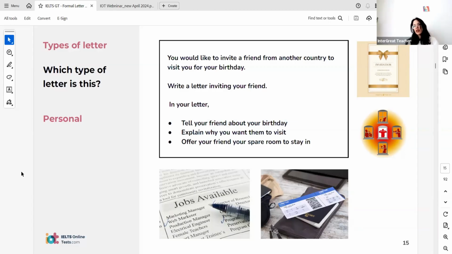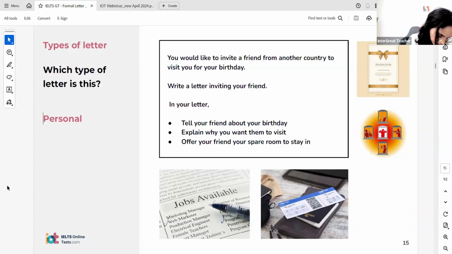If you're using it for a visa, then I don't think that you know to whom you are exactly writing. And I wouldn't call that person necessarily your friend. Although I am not sure about the context, but I don't think so still. That will be formal. So tell your friend about your birthday, explain why you want to visit them, offer your friend your spare room to stay in. So it's definitely informal if I'm offering them a place to stay. Exactly. Okay.